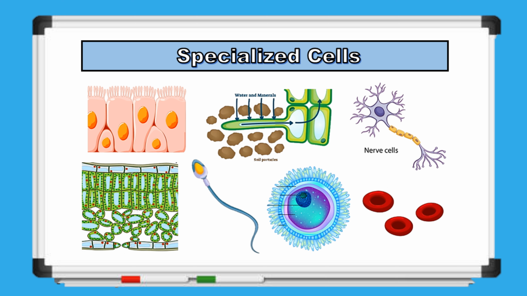Nerve cells, neurons, transmit electrical signals across the nervous system, with long extensions called axons and dendrites that help with communication. Each of these specialized cells has a structure directly suited to its function, and together, they form tissues and organs that contribute to the overall complexity of the organism.